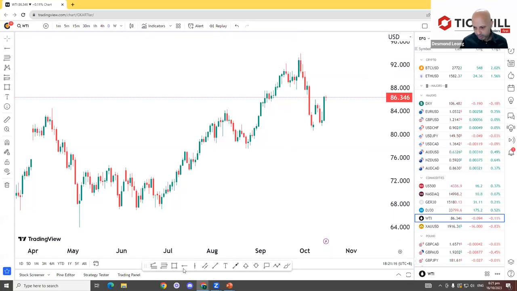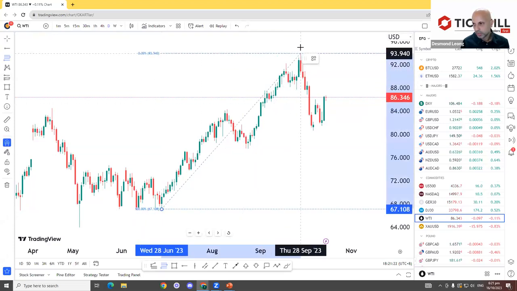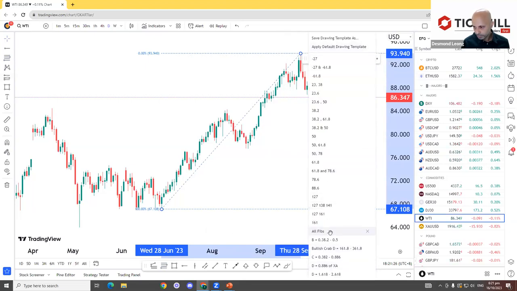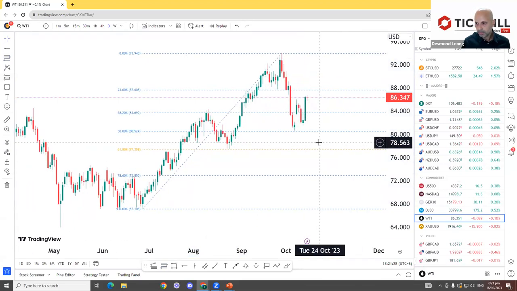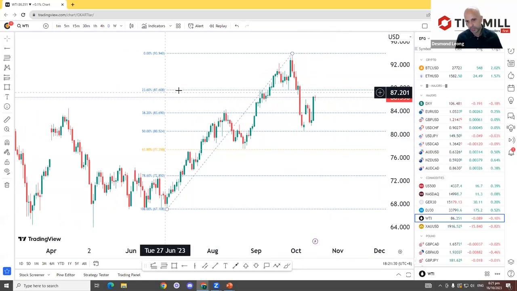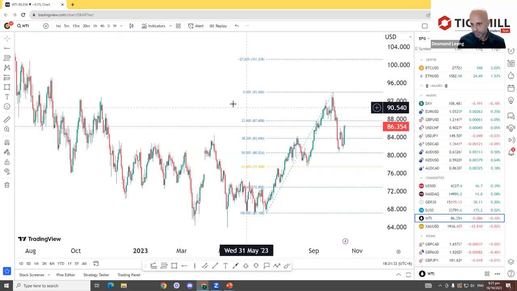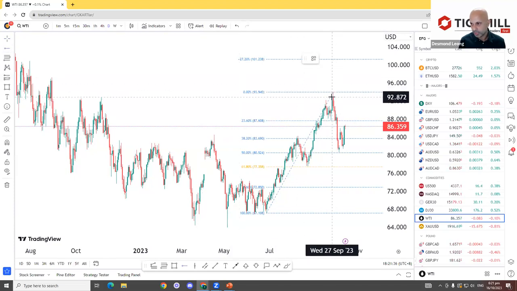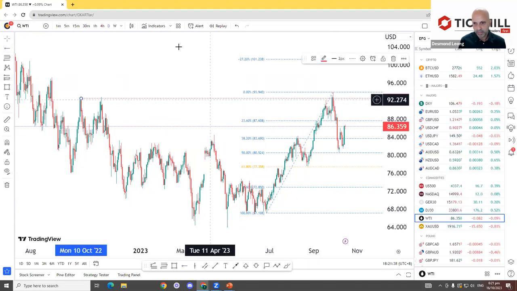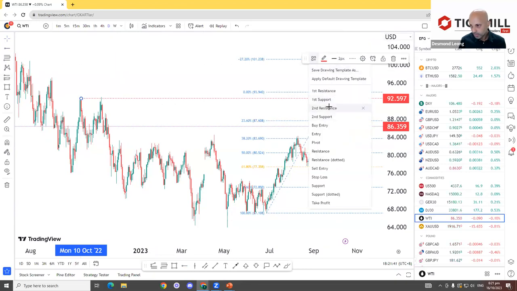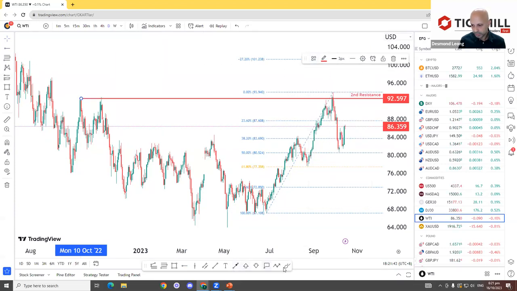Okay, with that, we can use a Fibonacci retracement. We'll start this retracement from this swing low here on 28th of June, going up to the swing high here on 28th of September. Let's pull up all the fibs. Even before doing that, let's zoom in a little bit. I think the second resistance for oil on a daily time frame is pretty clear. You can see price running into resistance several times at around $92.60, right?